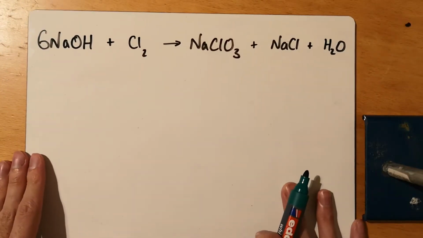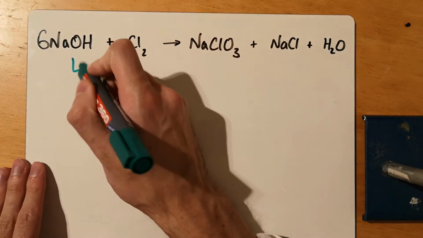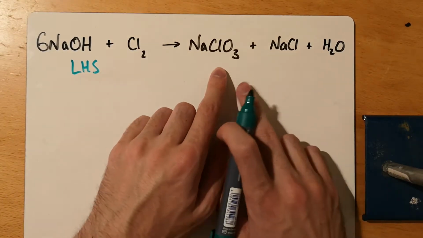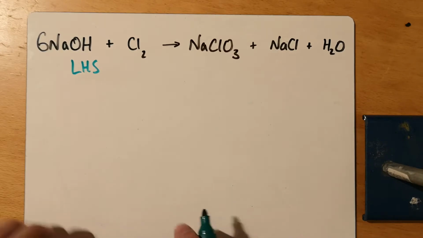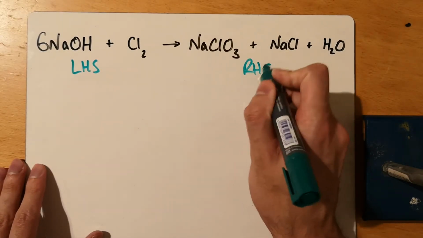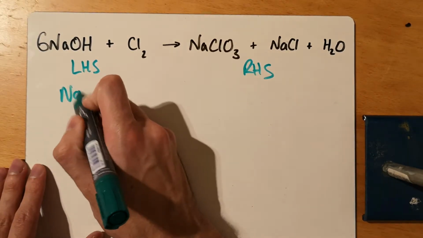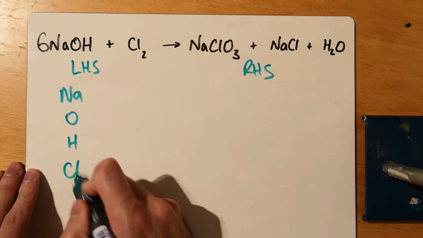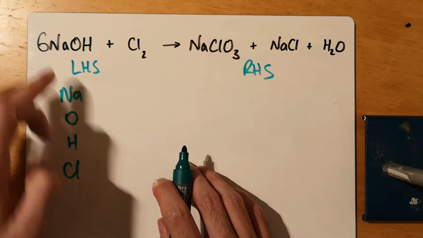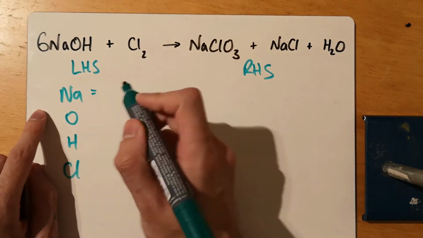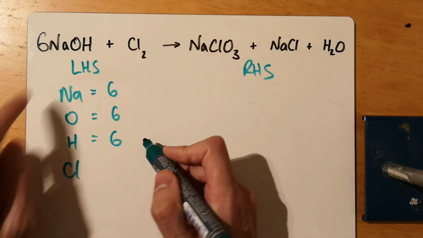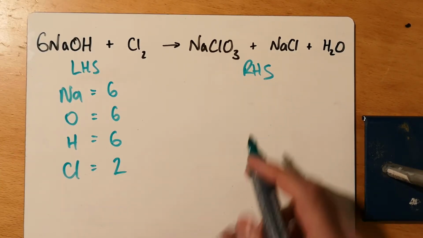Final one we'll look at is sodium hydroxide plus chlorine into sodium chlorate. That is sodium chloride and water. So in this one, it's already told me that I've got 6 sodium hydroxides. So on the left hand side, I've got 6 sodiums, 6 oxygens, 6 hydrogens, and 2 chlorines.